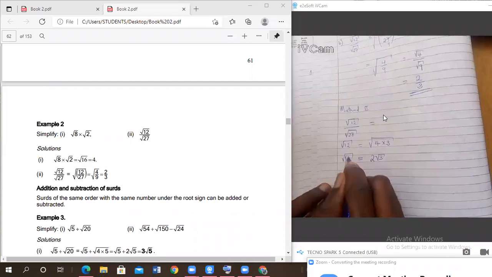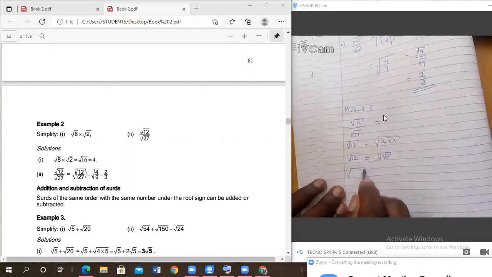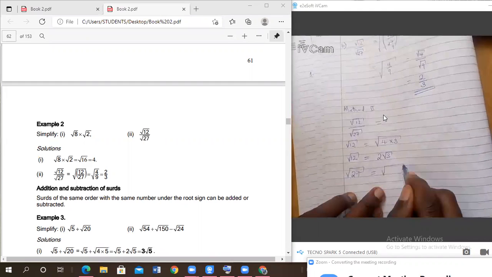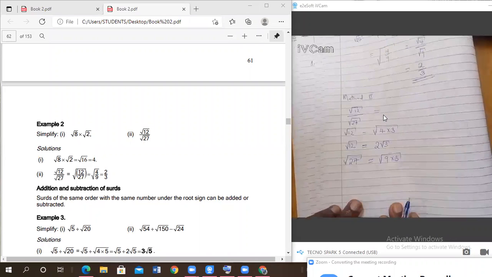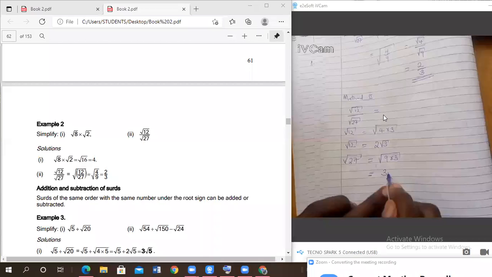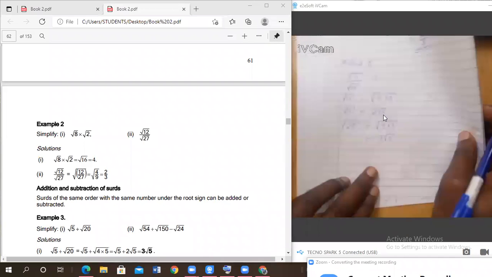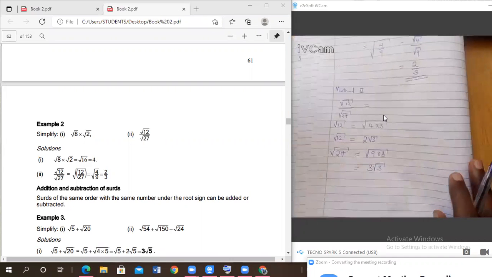Good. Then we also go to 27. 27 is the same as 9 times 3, not so? Which will give us 3 root of 3, not so? After that, then we put them back.